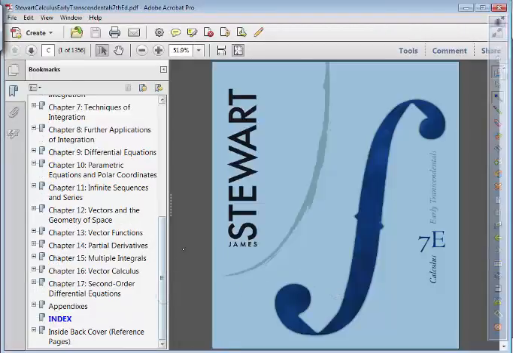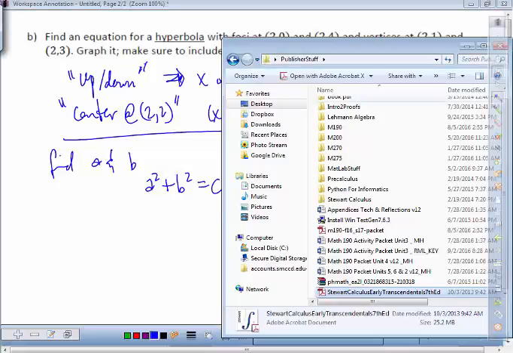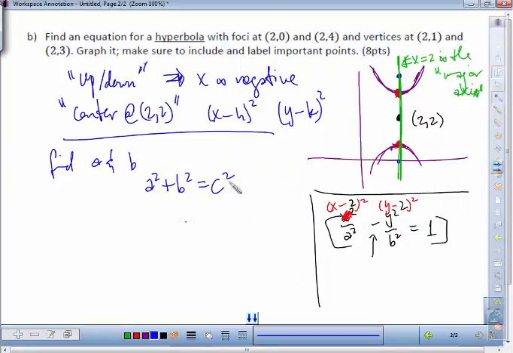For hyperbola, it says that c squared is equal to a squared plus b squared. And the foci are at plus or minus c comma 0. Plus or minus c. Oh. And then the vertex.